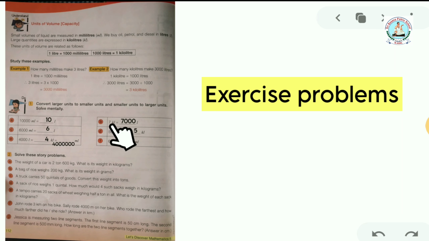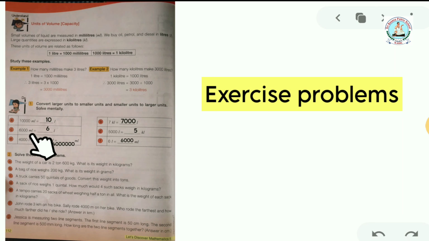This is 7 kiloliters, and they are asking us to express it in liters, which means we are moving from a larger unit to a smaller unit, so multiplication has to be done. Take the given number, 7, and multiply it by 1000, because the relation between kiloliter and liter is 1000. So 7 times 1000 is 7000 liters. Let's move on to the C question, that is 6000 ml.